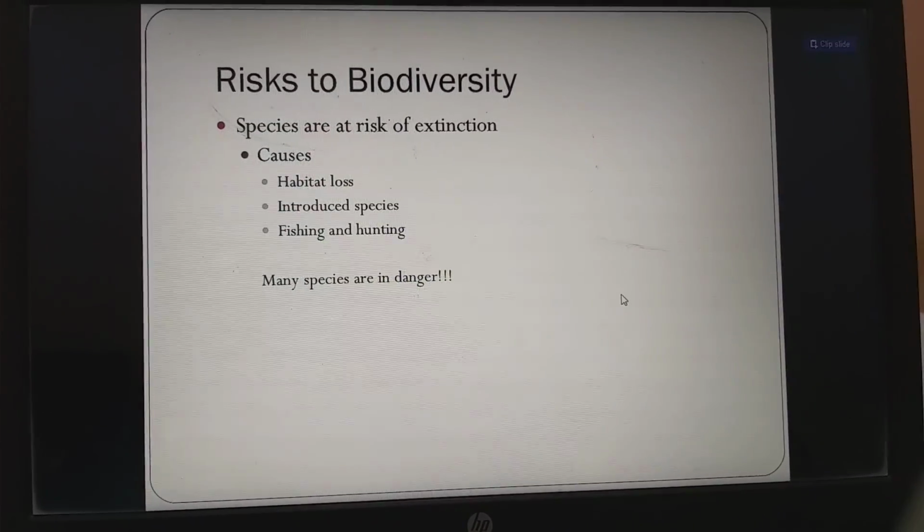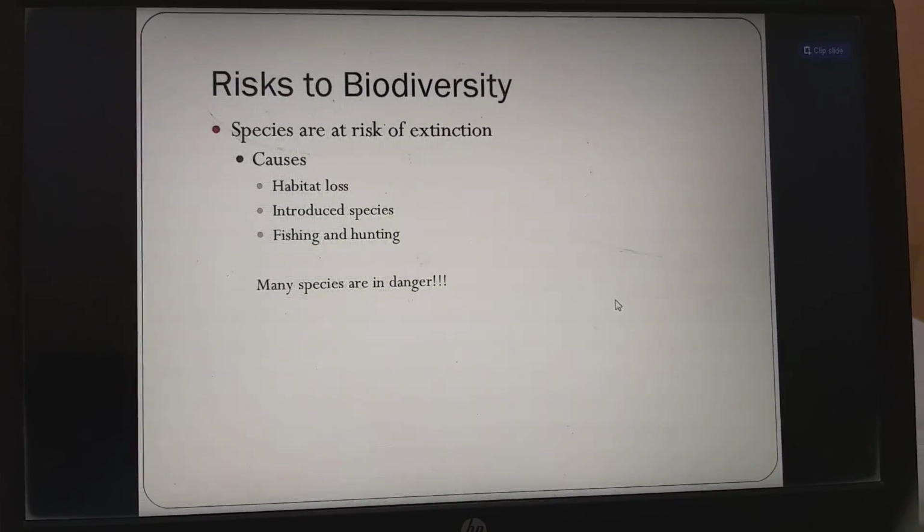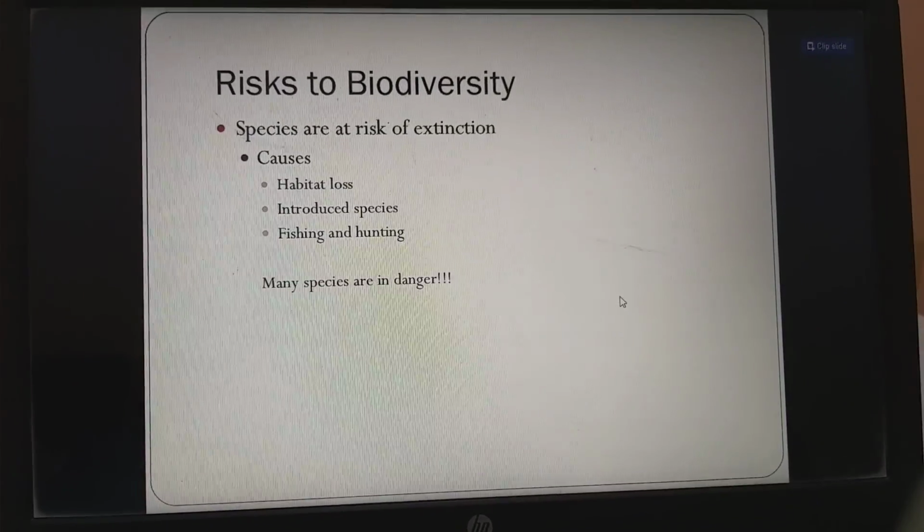Causes are habitat loss, introduced species, fishing and hunting. So many species are in danger in the present situation.